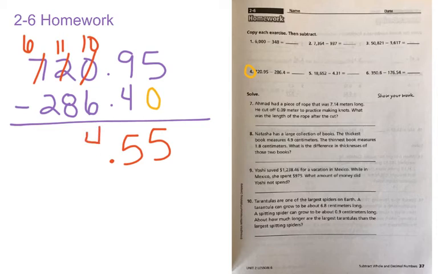10 minus 6 is equal to 4, 11 minus 8 is equal to 3, and 6 minus 2 is equal to 4. So the answer for number 4 is 434 and 55 hundredths.